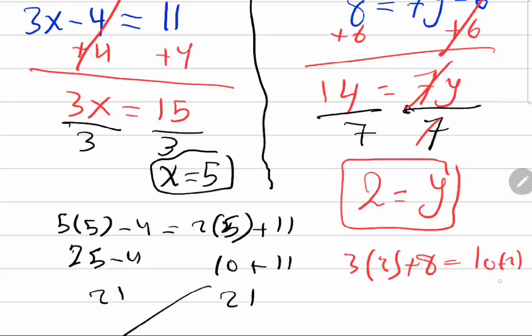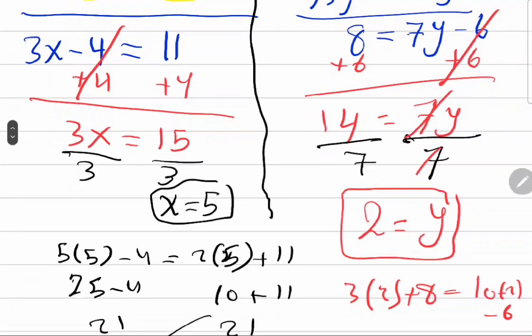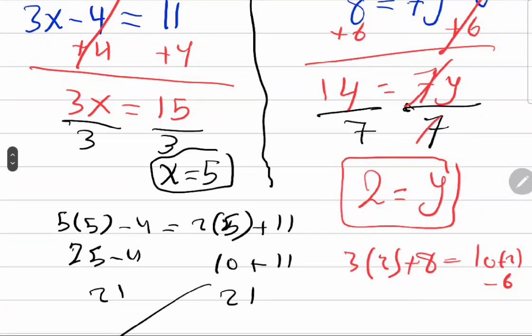Now for the right side, so let's start with multiplication. 10 times 2 gives us 20. And then we have 20 minus 6, which is 14. So we get 14 on both sides. We are correct. Y equals 2.